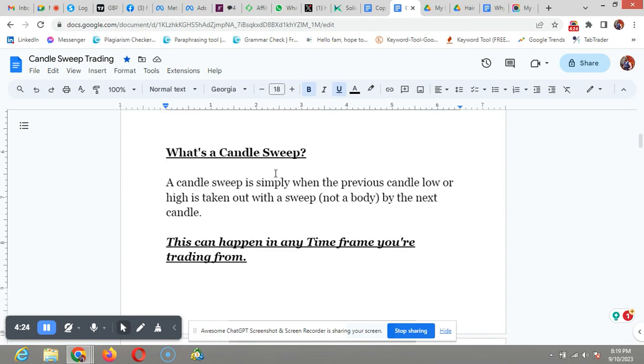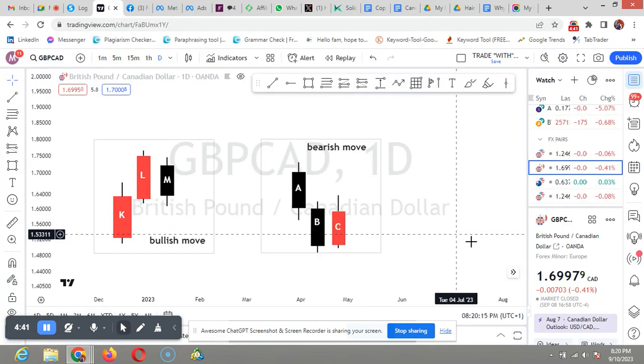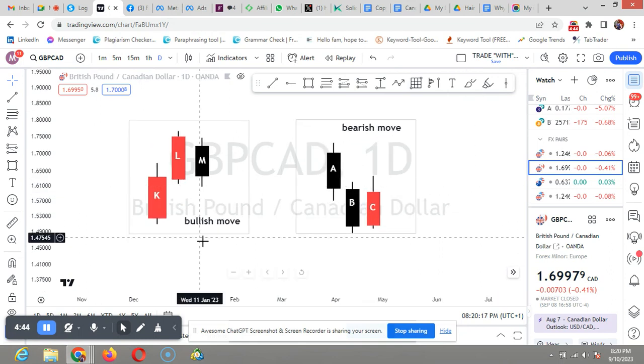So what's a candle sweep really? A candle sweep is simply when the previous candle's low or high is taken out with a sweep, not a body, by the next candle. Now let me explain this clearly. Let me show you by illustration what this means, so just pay attention clearly. Now look at these candles here.